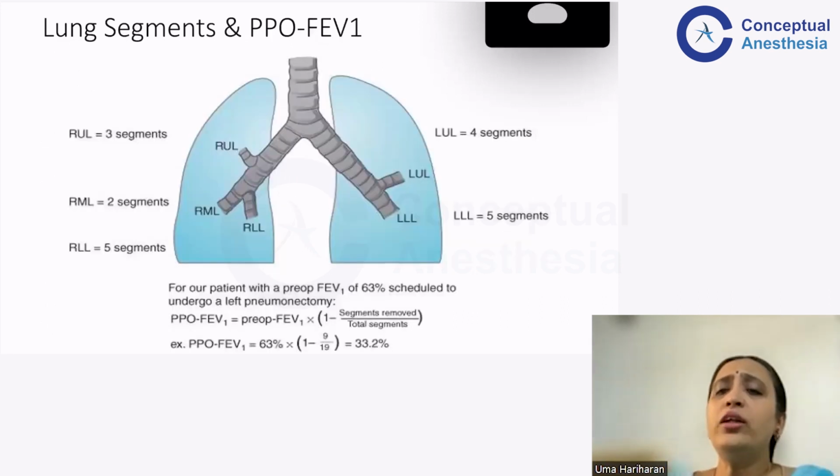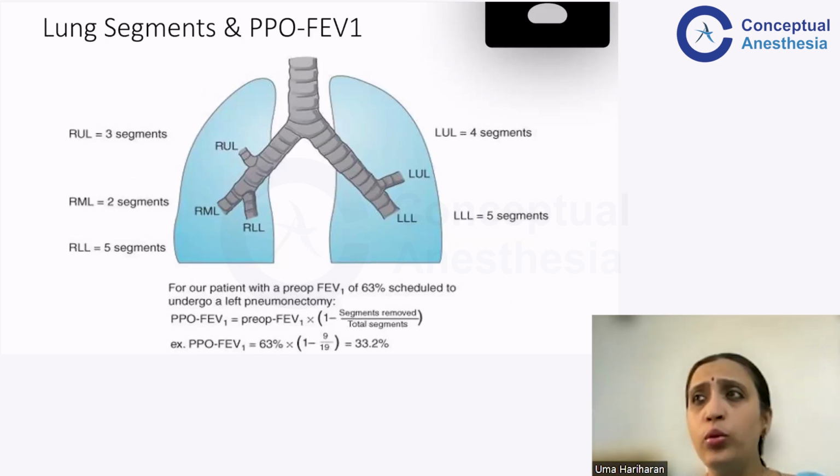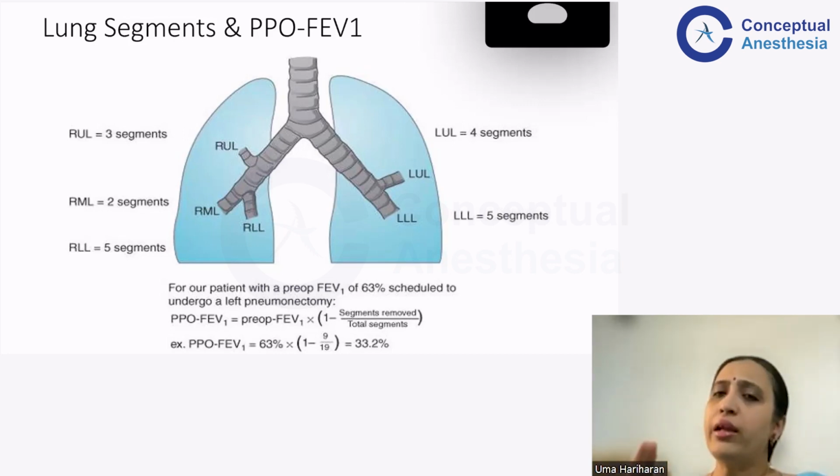Now, coming to lung segments. As I told you, sometimes segmentectomy or wedge resection is performed to preserve as much normal lung as possible and to remove the diseased lobe. So, on the right side, what you have is the right upper lobe, right middle lobe, and the right lower lobe. In the right upper lobe, there are 3 segments. The right middle lobe, 2 segments. Right lower lobe, 5 segments.